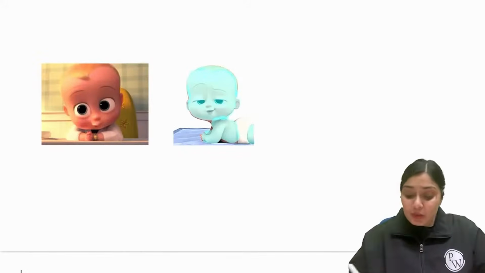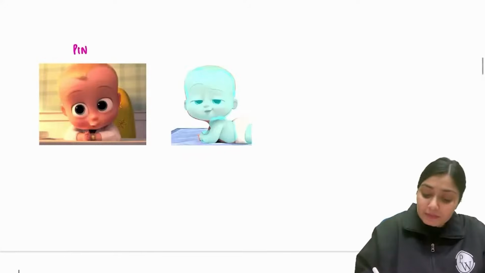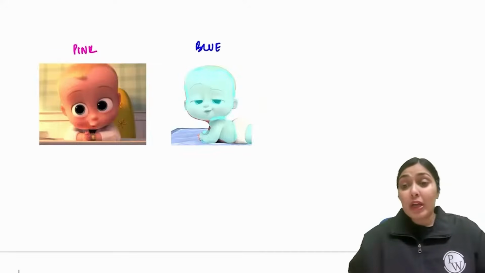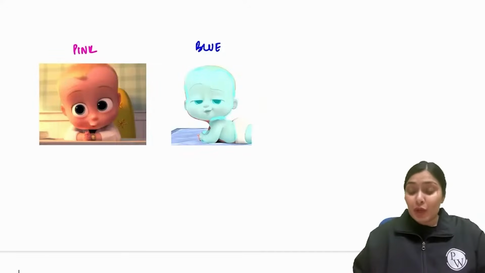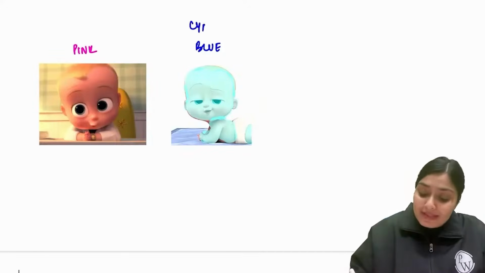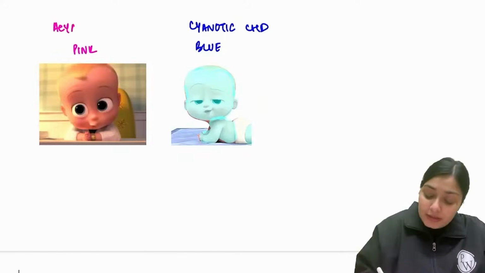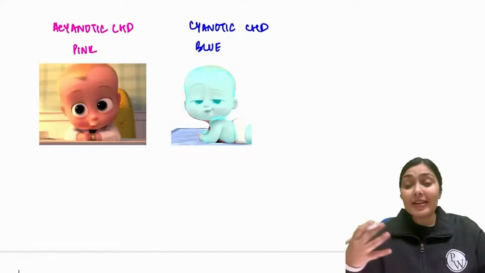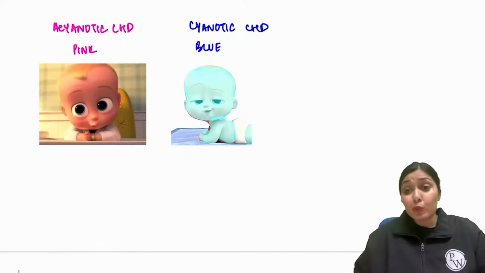Now let's look at this baby. This baby is pink. On the other hand, this baby is blue. Cyanosis means blue. So a baby can have a cyanotic heart disease or an acyanotic heart disease. In acyanotic heart disease, the baby is pink. On the other hand, in a cyanotic heart disease, the baby is blue. So why is the baby pink in one condition and blue in the other?